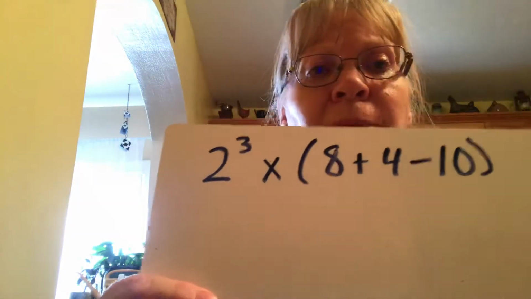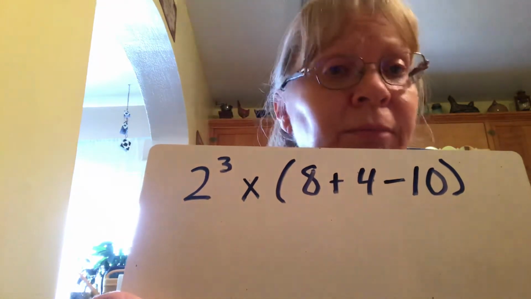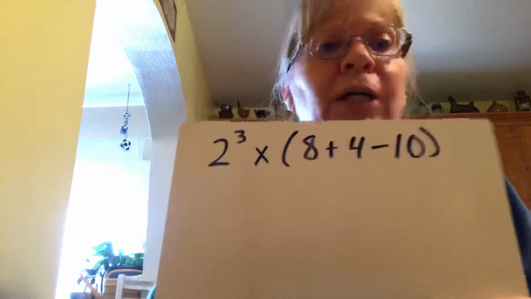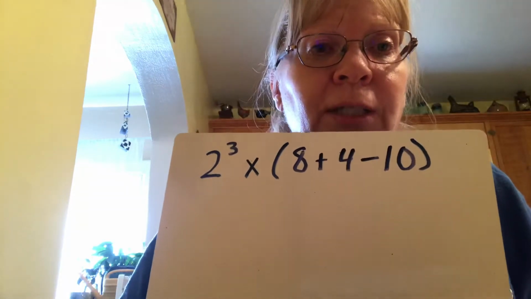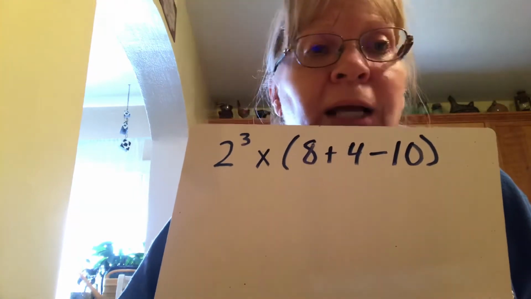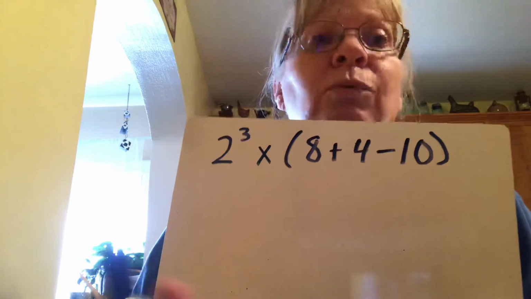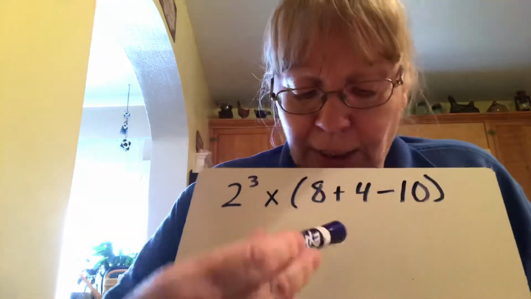The first problem on your first page this week is 2 to the third power times, in parentheses, 8 plus 4 minus 10. We know by the order of operations that we do what's in the parentheses first. Adding and subtracting, you just do them as they come, the same as multiplying and dividing. You don't have to do one before the other. So in this case, we have 8 plus 4, which is 12.